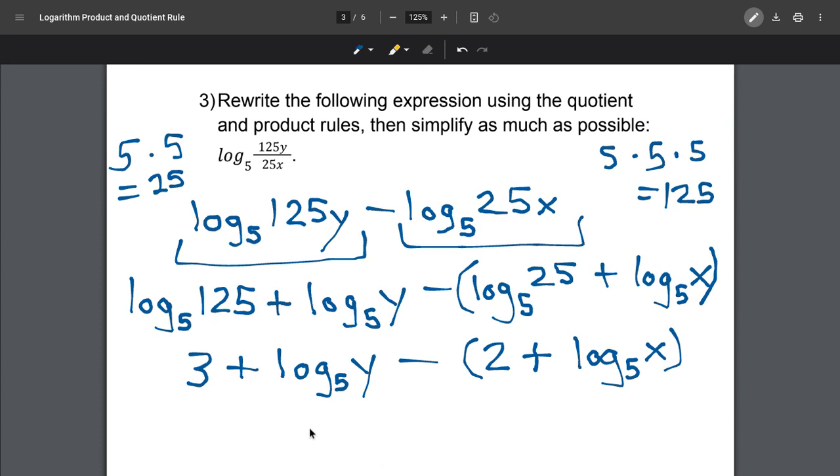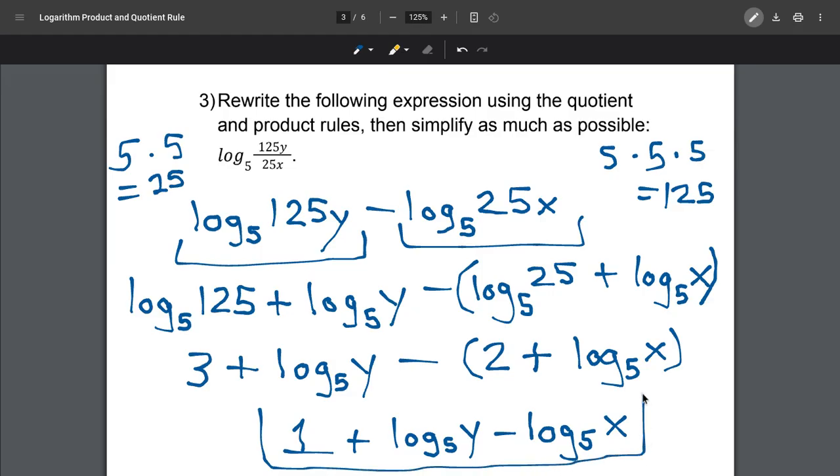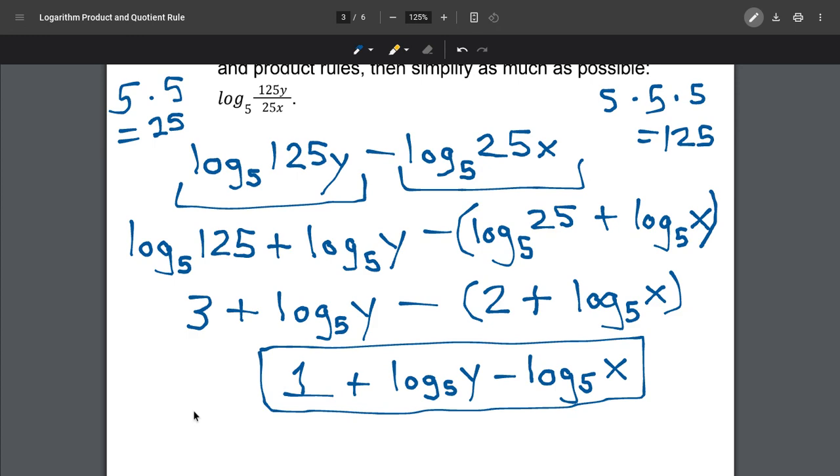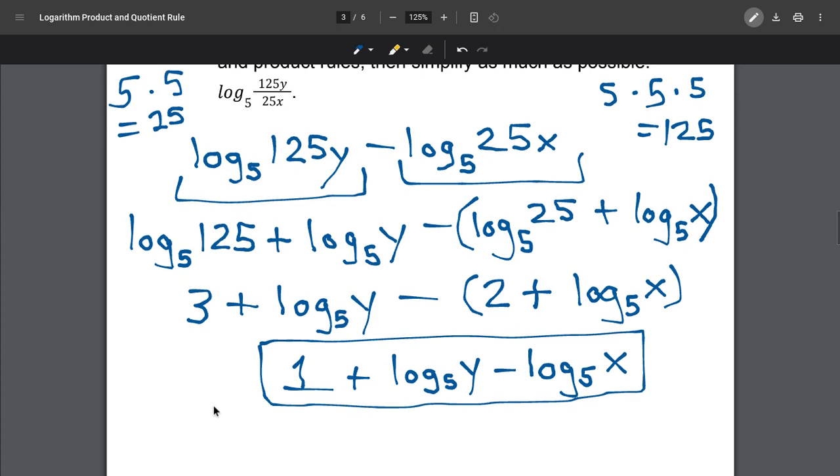Okay, so we have 3 minus 2, that's 1. Then plus our log base 5 of y. And then minus, we're still subtracting this because it's in parentheses, so minus log base 5 of x. And there we go. Okay, so that's our solution for that one.